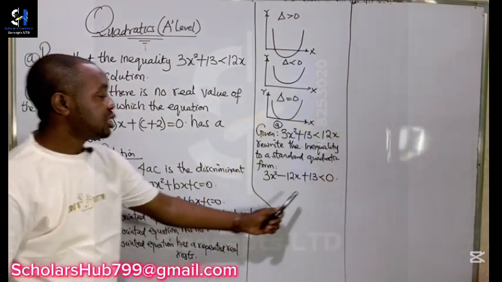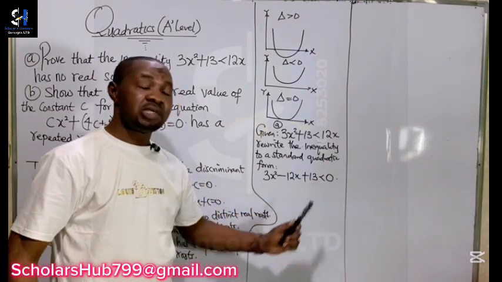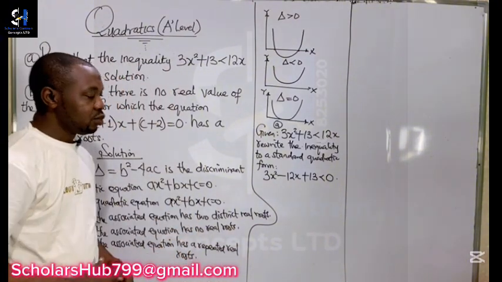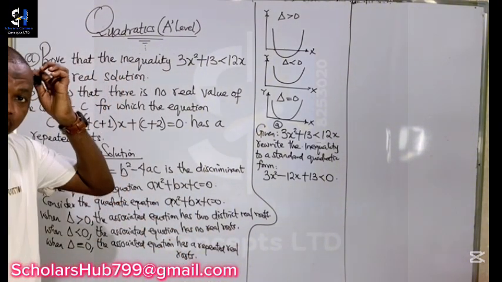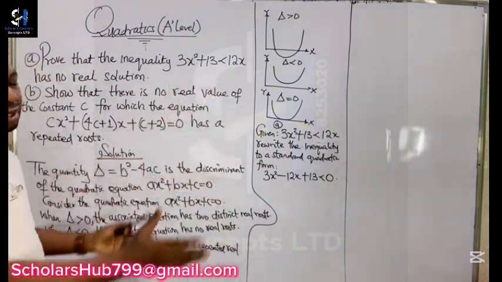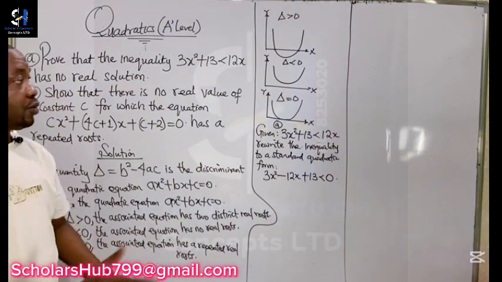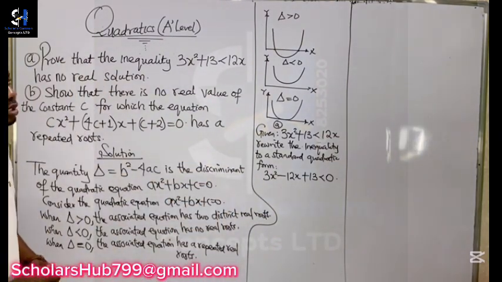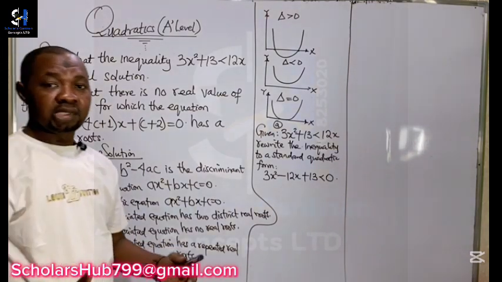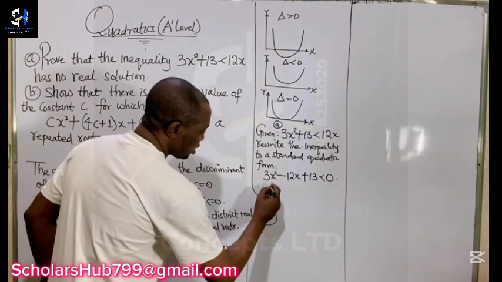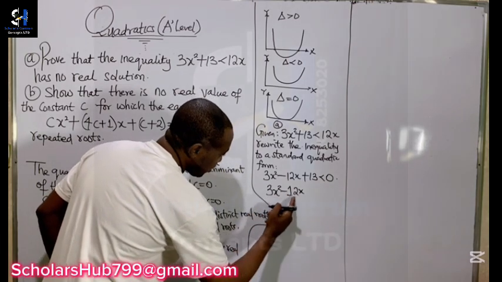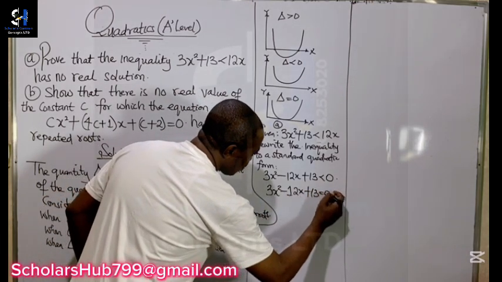So we can now replace the inequality symbol with an equality symbol, so that we can then use the discriminant to find out whether or not this has a solution. I already explained each case of the discriminant: when it is greater than 0, when it is less than 0, and when it is equal to 0. So in this case, the equation will be 3x squared minus 12x plus 13 equals 0.